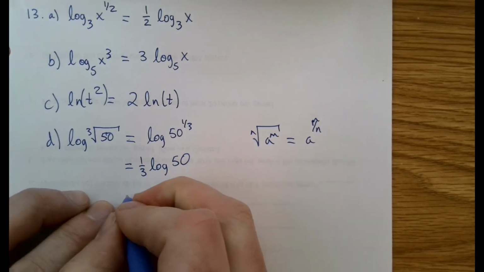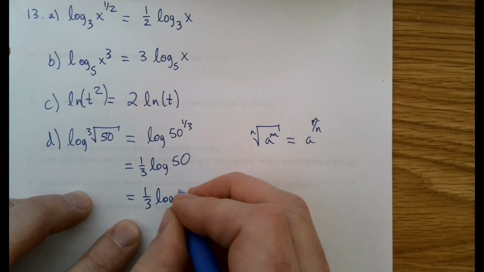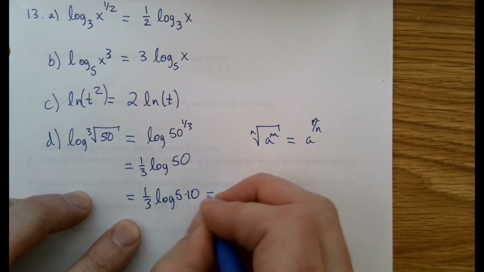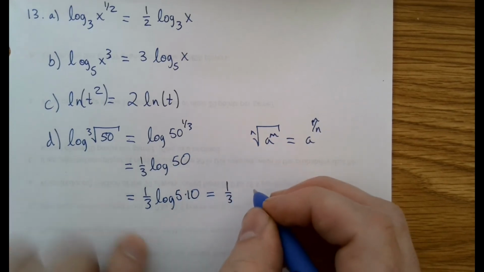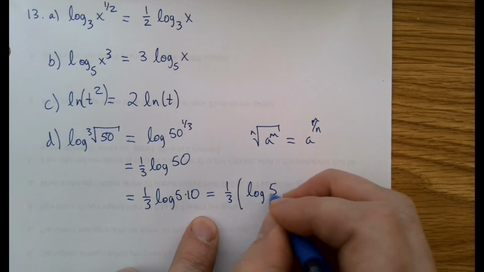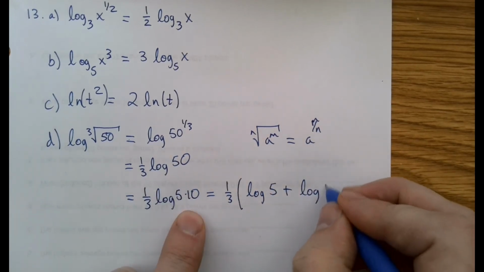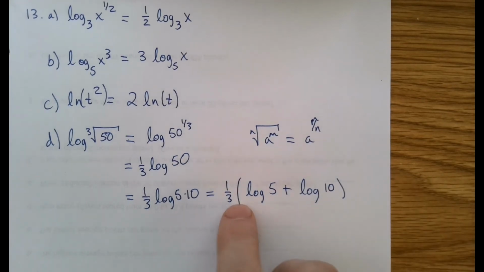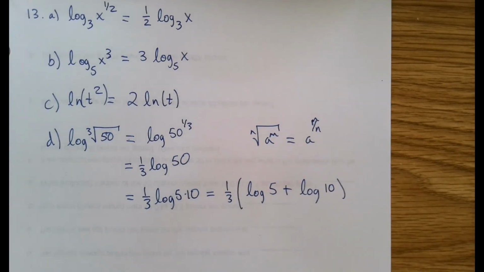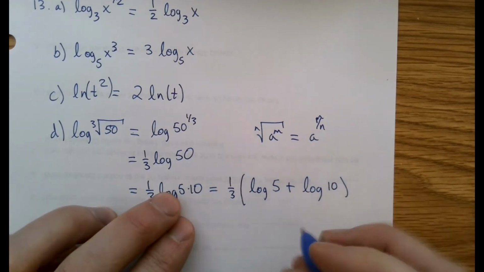So that means we can rewrite this as 1/3 log of 5 times 10, which we can then split into two separate logarithms in a sum, but we'll need parentheses because this 1/3 is times this entire logarithm. So when we split it, we need to apply it to both. But wait a minute, doesn't this base match that base? Well, yeah, it does. They're both 10.